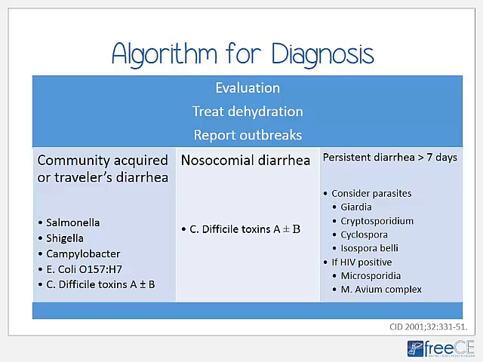And then the last box in our algorithm is persistent diarrhea. Persistent diarrhea you especially want to think about in a patient who is immunocompromised. We're going to start thinking about parasites in persistent diarrhea, thinking about Giardia, Cryptosporidium, Cyclospora, and Isospora belli. And if the patient is HIV positive, we're also going to consider Microsporidia and MAC, or Mycobacterium avium complex. Certainly, GI invasion of MAC can cause significant persistent diarrhea. So we're going to go down this path of trying to determine which are our most likely pathogens. And our next slide, in terms of talking about patient evaluation, I think is really going to help us do that.